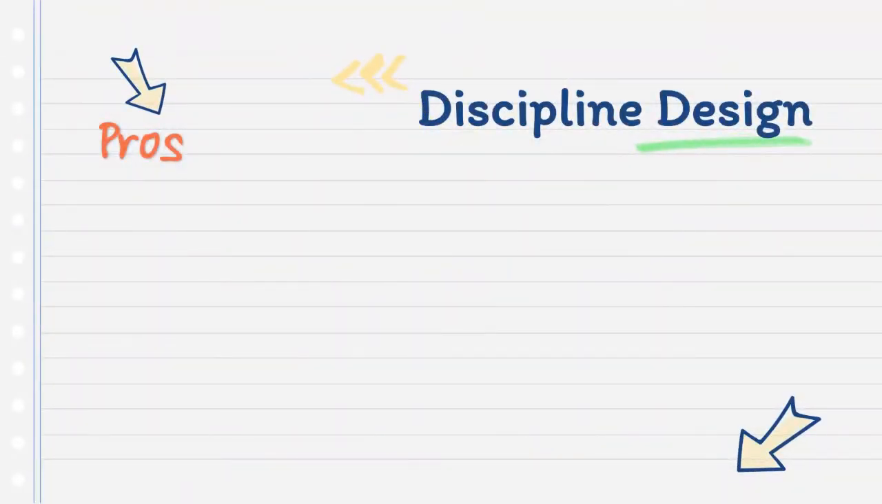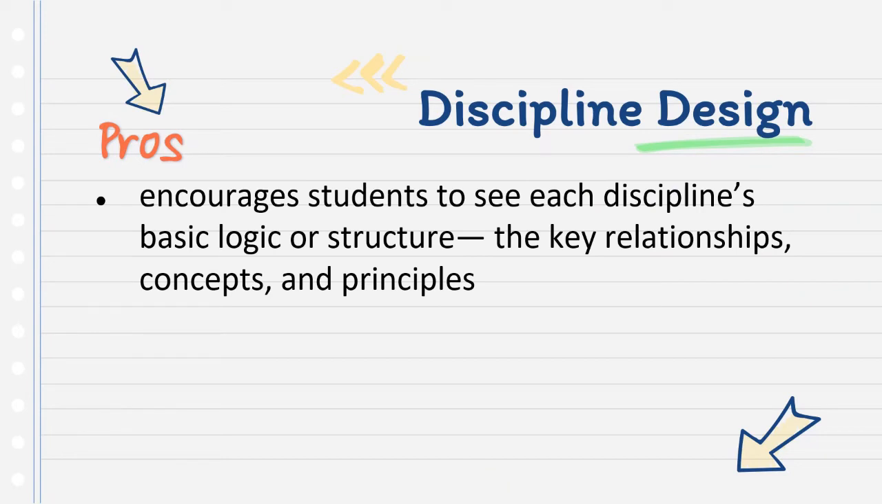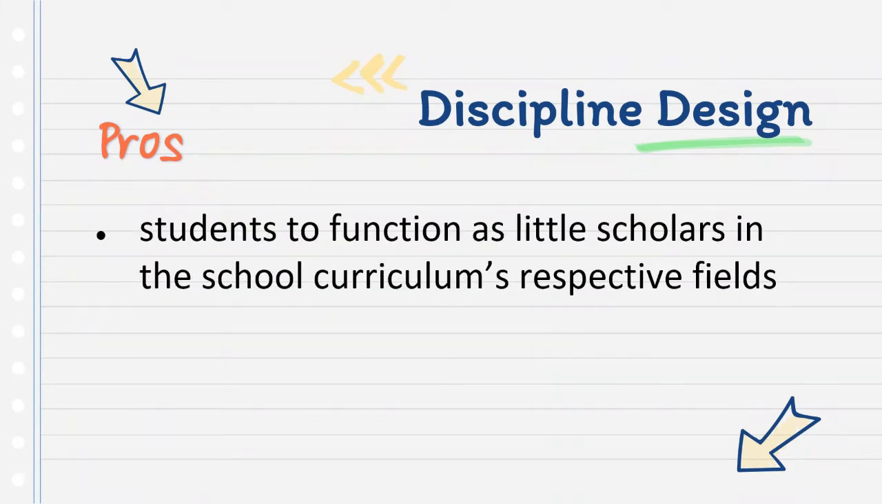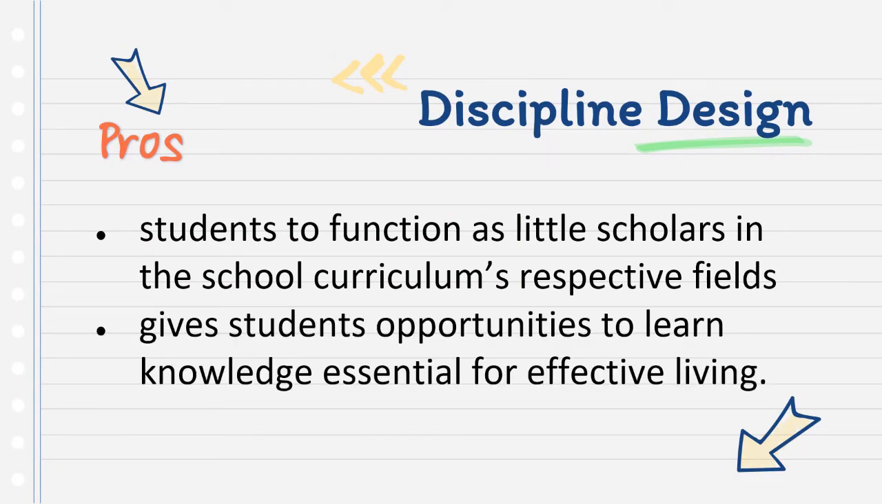Here are the advantages of discipline design. Number one, it encourages students to see each discipline's basic logic or structure, the key relationships, concepts, and principles. Number two, students master the content area and are able to continue their learning independently in the field. Another one is students function as little scholars in the school curriculum's respective fields, and students have opportunities to learn knowledge essential for effective living.